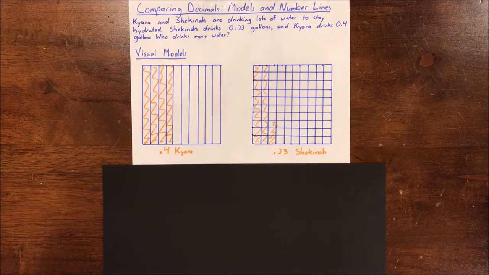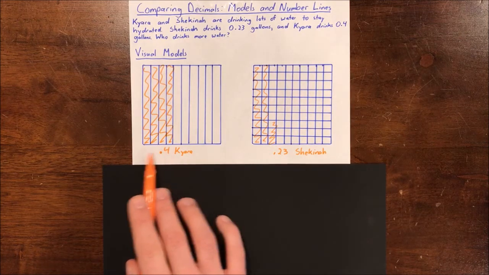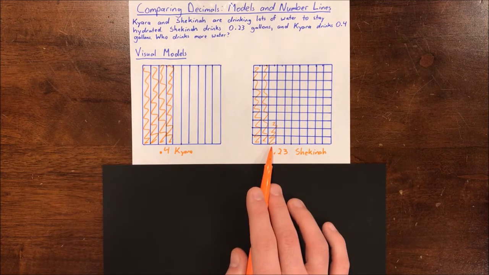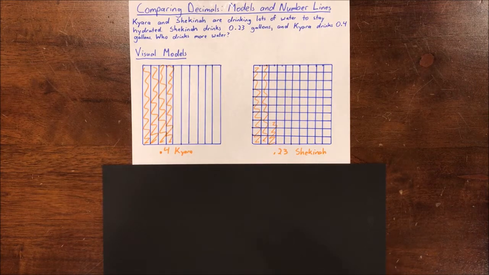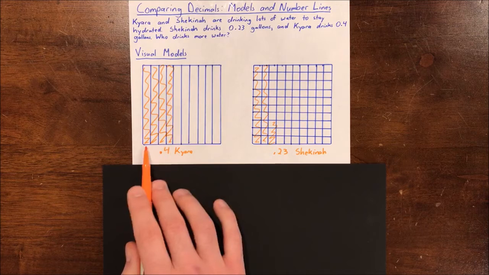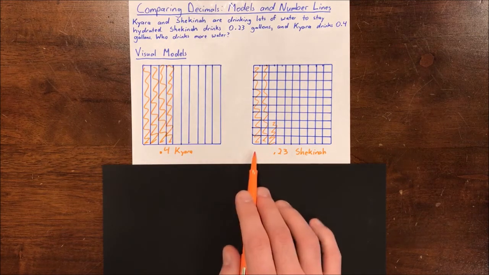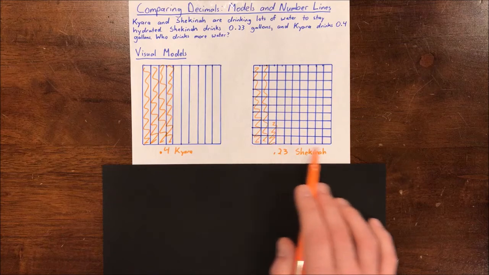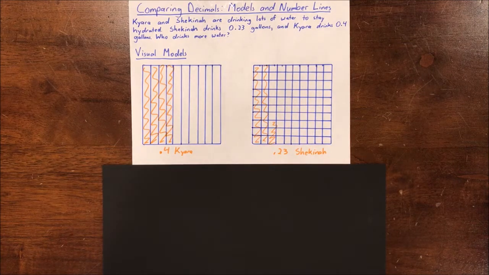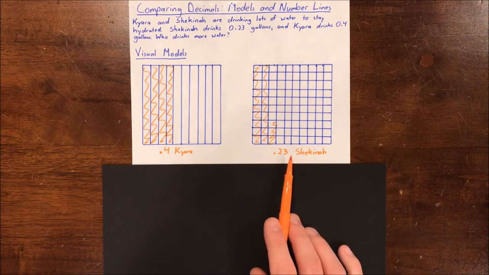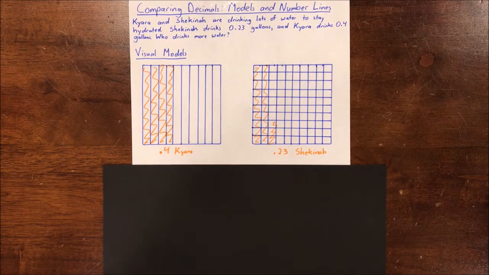Right. Kiara drank more, right? We can see that 4/10 takes up more of the whole than 23/100. And it also makes sense because 4/10 has 4 out of 10 columns shaded, and 23/100 has 2 out of the 10 columns shaded. Okay, so one way you can compare decimals is to do what? Say it out loud. Yeah, you use a visual model, represent each decimal, and then you just look and see which one takes up more space or more area.